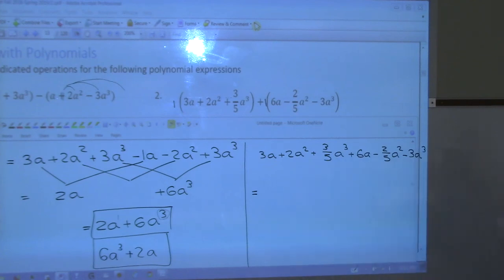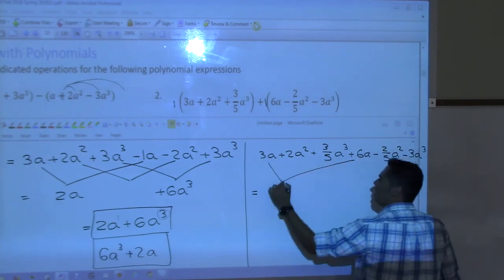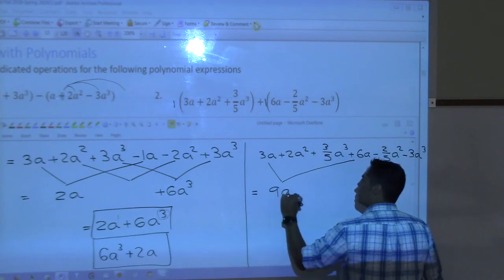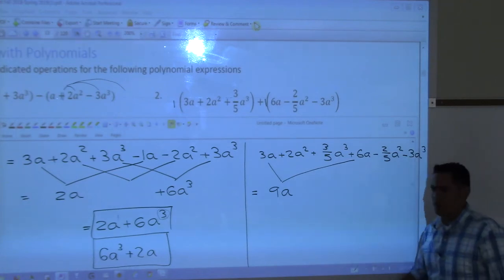Start with the a's. How many a's will we have? It's going to be 9a. So you've got to do 3a and 6a. That gives you 9 a's. Ooh, yeah, the a squared is a little bit different, isn't it? Because you actually have a fraction here, right? I'm going to get rid of fractions. How do you mean get rid?